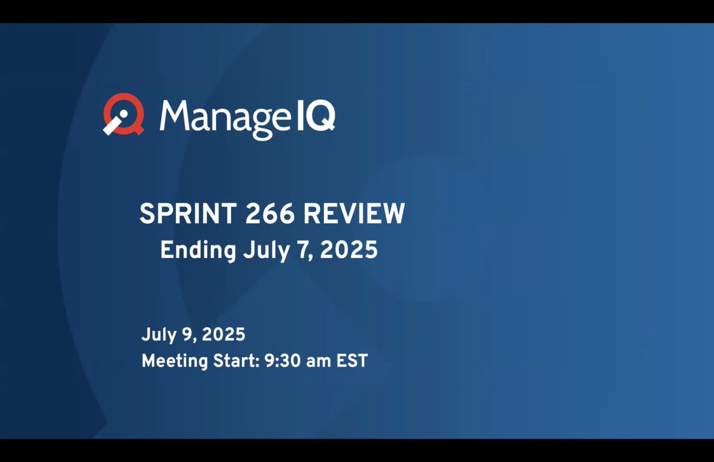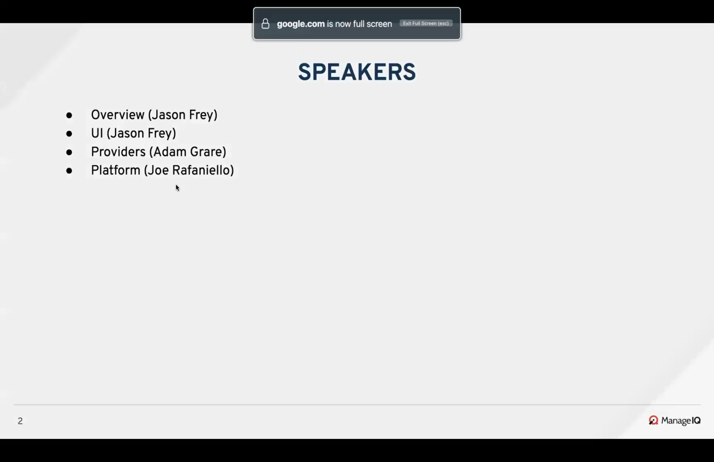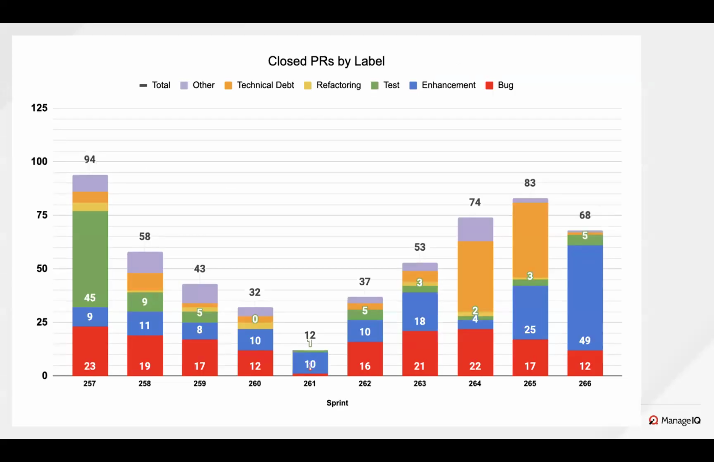This was a normal 2-week sprint with the July 4th holiday in the middle, but otherwise it was a pretty good sprint. So I'll get started with the overview. I'll follow up with the UI, then Adam on the providers, and Joe on the platform. For this sprint, we had 83 PRs merged, and a fair bit were enhancements. There were a couple blaster outers to all the repositories, which is why the numbers are so high.